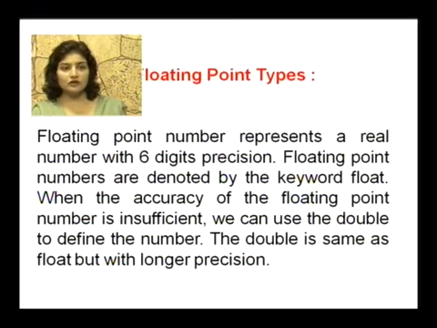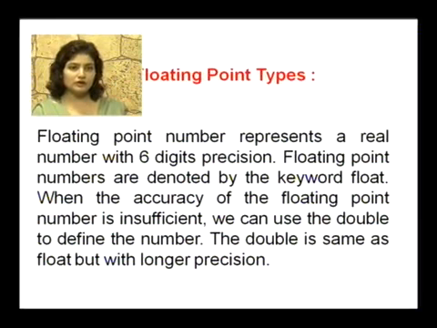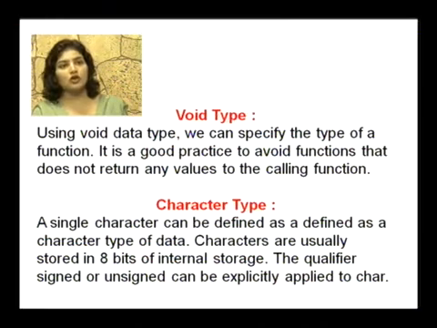When the accuracy of a floating point number is insufficient, you have a bigger number, and the number of decimals is not sufficient, then you will use the data type double. To define the variable, you will write double in front of it. It is just used for longer precision.